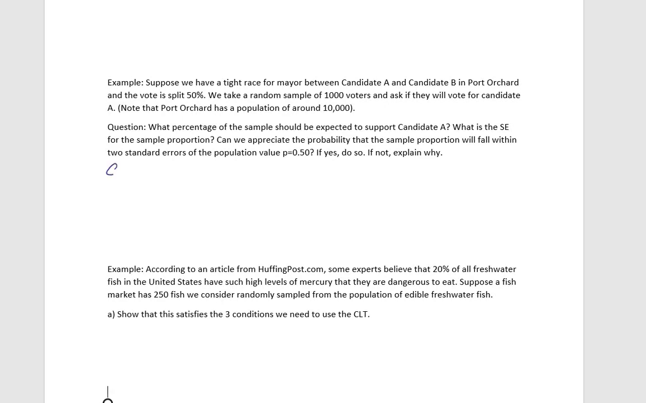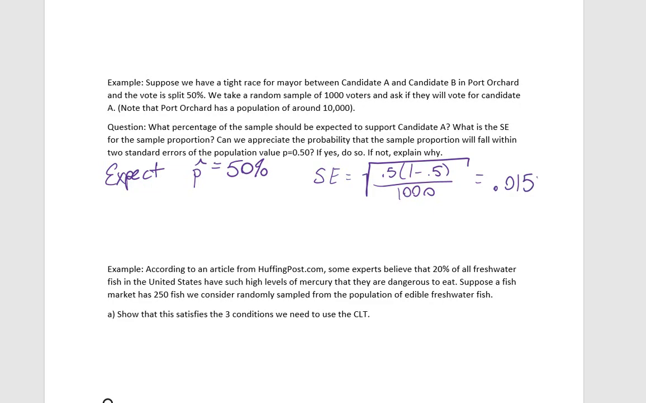So, we should expect p hat to be 50%. We expect our sample to mimic our population, so we'd expect 50%. Now, what is the standard error of the sample proportion? The standard error is going to be the square root of 0.5 times 1 minus 0.5 divided by our sample size. Remember, we have a sample of 1,000. So our standard error is going to be 0.0158.